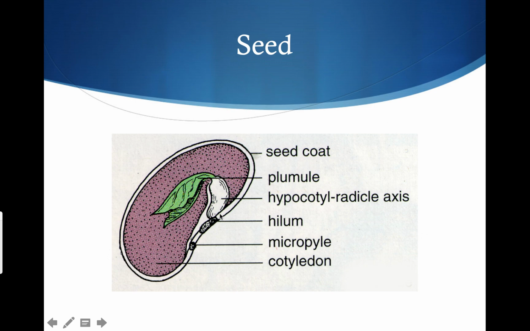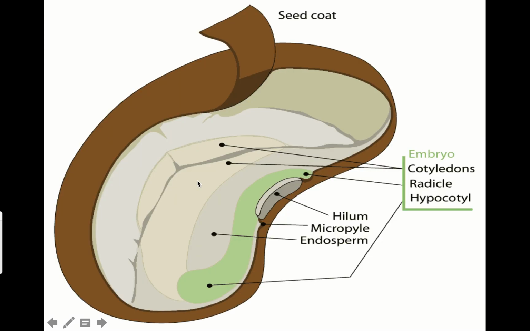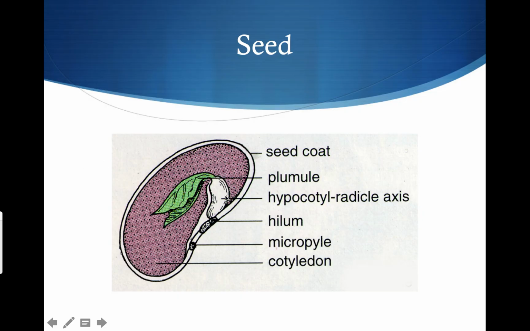You got the seed coat. You've got the, I believe that's the hypocotyl, right? The leaf. Okay. Oh, sorry. Hypocotyl. You have where the leaf is, and then the radicle where the roots are. Okay. Cotyledon. This will be the food for the plant while it's an embryo.